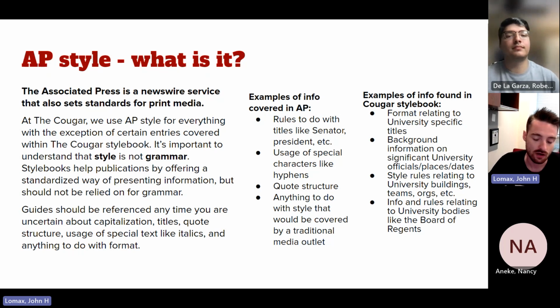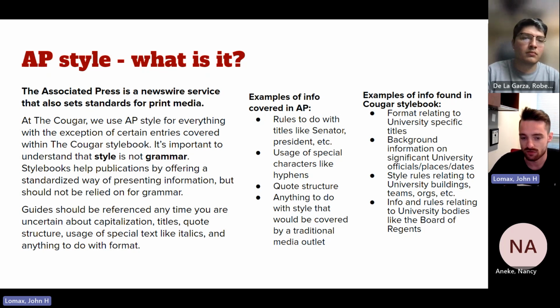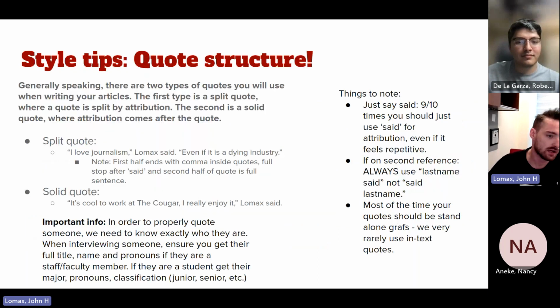The Cougar style book also has a lot of good background information on the university. So if you look up Cullen, it will tell you who Cullen was and why he's significant, why his name is all over this place. So it's a good tool for stuff that's not covered in the AP style book, and also for getting interesting little tidbits of information that can help you build a story later on. But yeah, these are the basics of style.